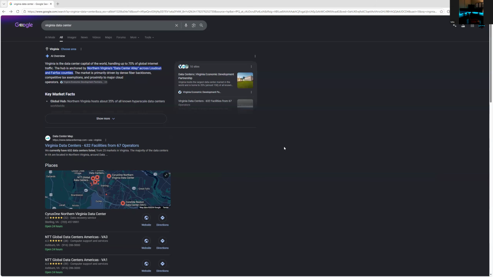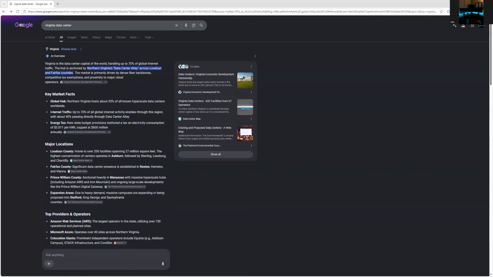Anything you're doing, uploading videos or whatever, imagine that. It's the largest one, because of the location they're in and the full radius that they cover. Amazon, Google, they're all sitting here. 70% of global internet activity goes through this region, with 40% passing directly through data center alley.